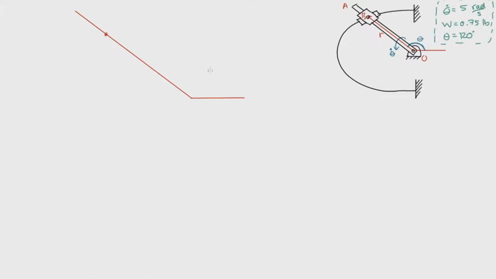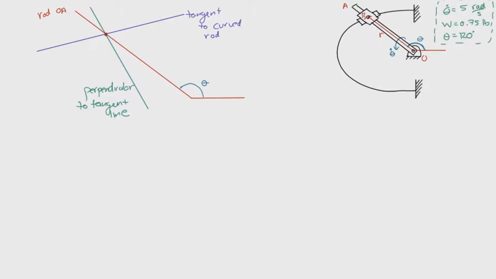So we could say that this right here is theta. This is going to be the tangent line of the curved rod, and that doesn't have to be perpendicular to the rod OA. And then I'm going to define the perpendicular line to the tangent line, so that'll look something like this. The reason why I'm doing this is because we're going to need to know some angles over here to do the force analysis later.